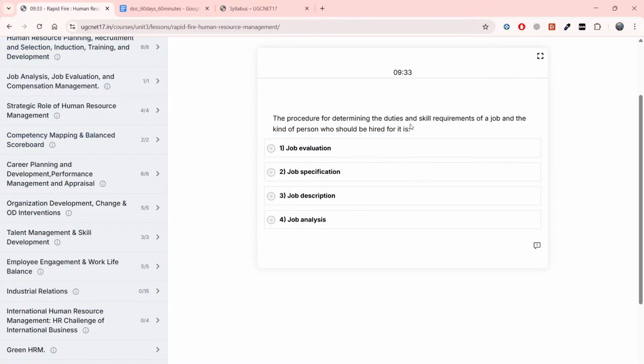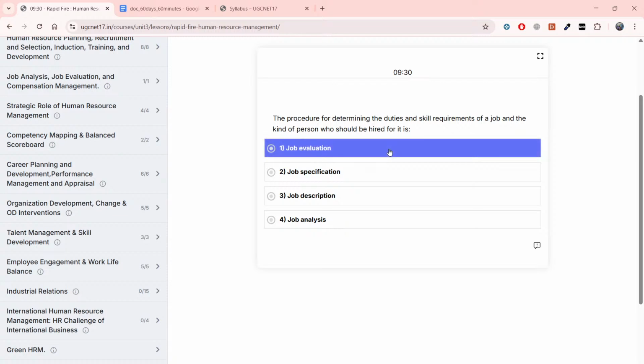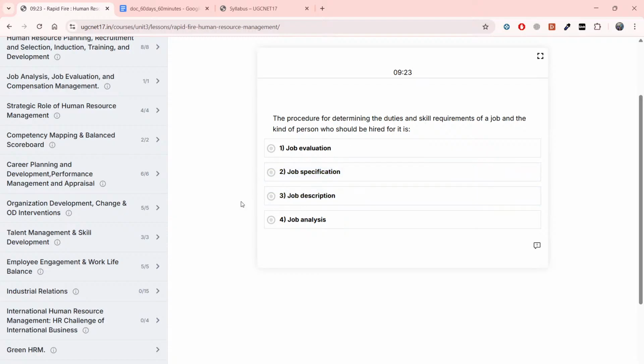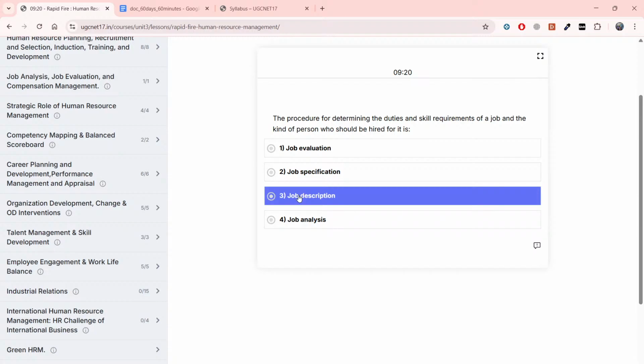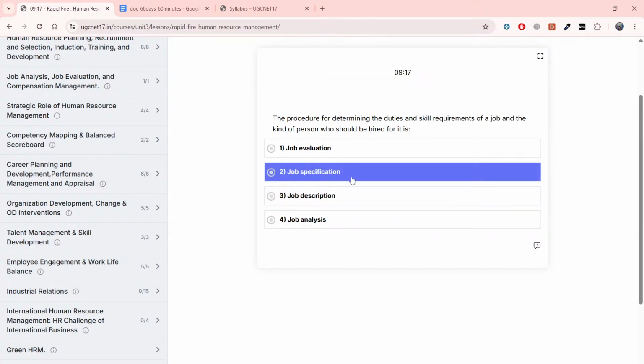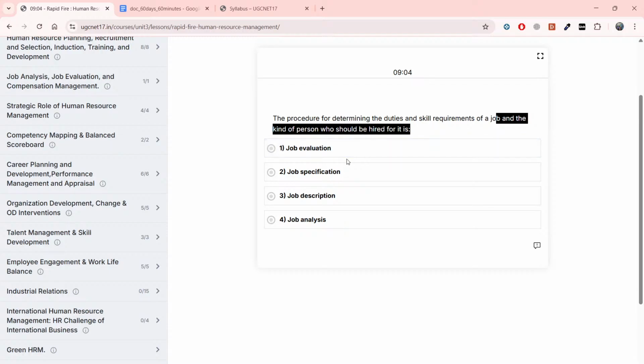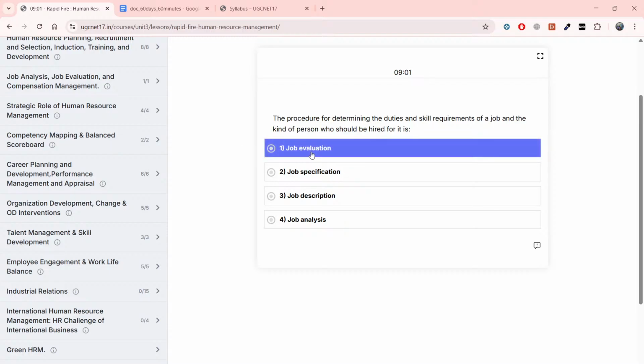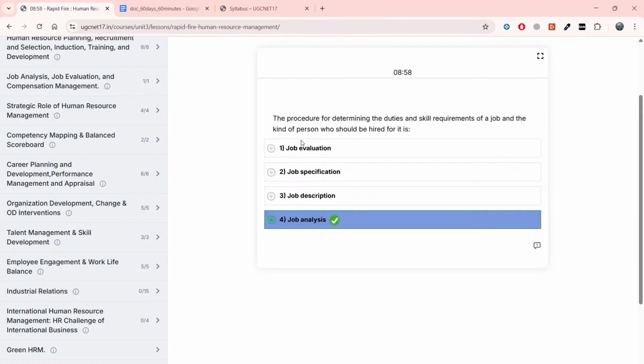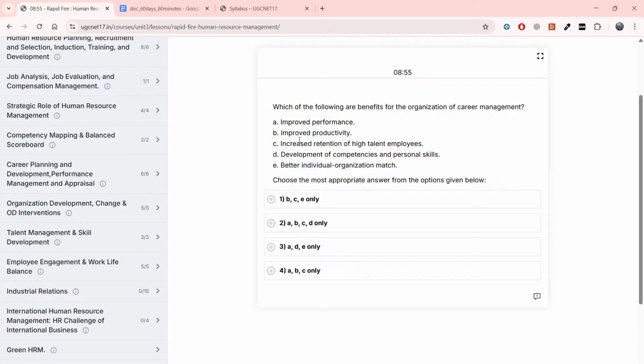The procedure for determining the duties and skill requirement of a job and the kind of person who should be hired for doing it. This is important. Job specifications, job description, like when emails come initially, so it's not that. Job evaluation or analysis, because of the last part. You evaluate the job someone is doing. I would go with job analysis. What would evaluation be? Suppose someone is doing a job currently, so you evaluate them. So that would be evaluation. Analysis would be whom to hire and whom not.